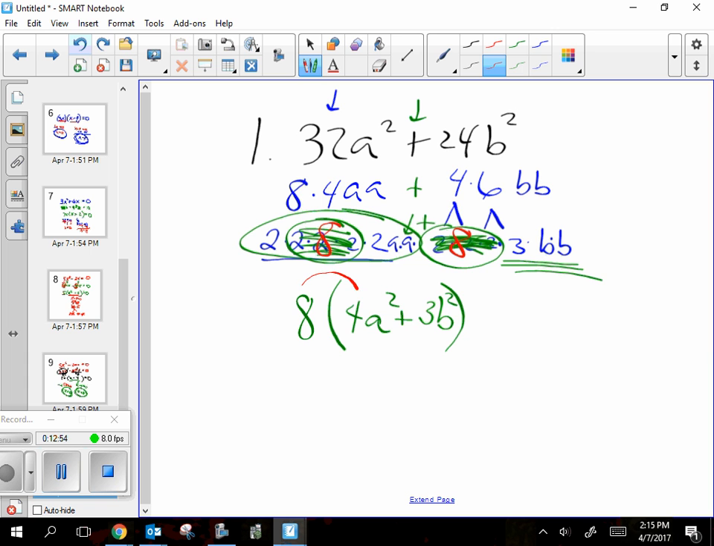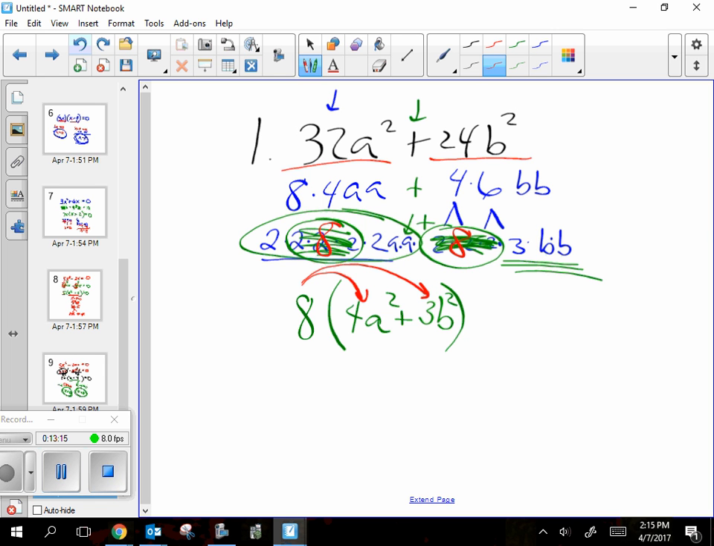Multiply it back out. 8 times 4 makes 32a squared. That's what I wanted. 8 times 3 makes 24b squared. That's what I wanted. See, I know it's right. You can know you're right by multiplying it back out. Yes, sir.